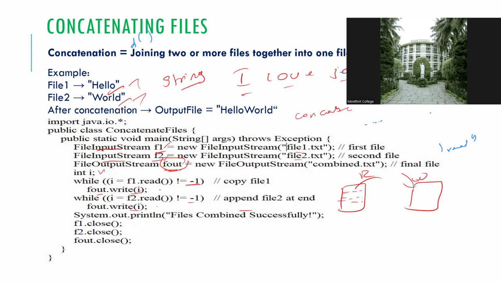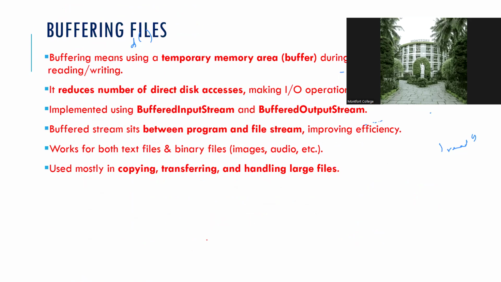Okay, so here Hello will be taken and written in the second file. In the second file we already have World, right? So Hello will be kept before the World. Let me write here: this is empty, in this we already have World, in this we have Hello. The first file copies one character at a time and writes it, Hello, and a space will be given here. By using this statement, finally Files combined successfully will print, and file 1 we are closing, file 2 we are closing, then fout we are closing. That's it.